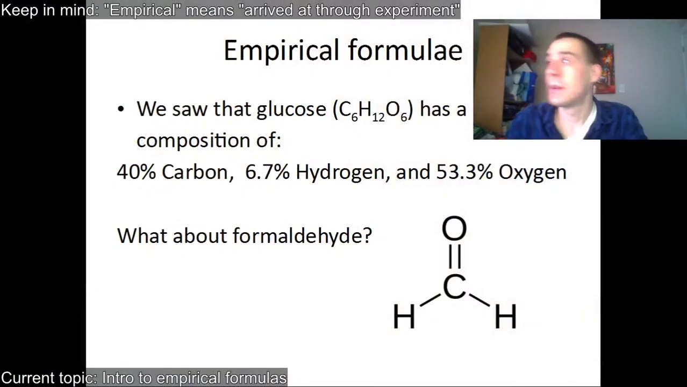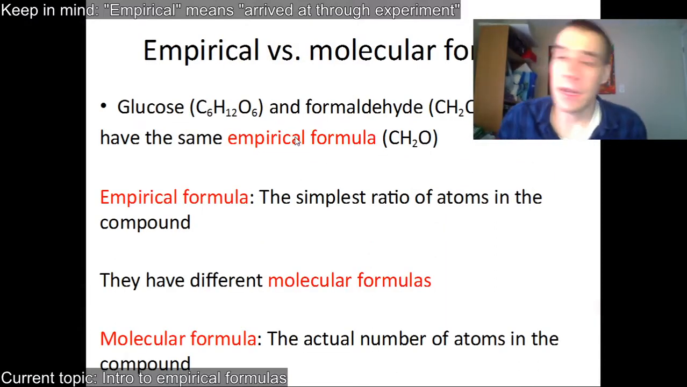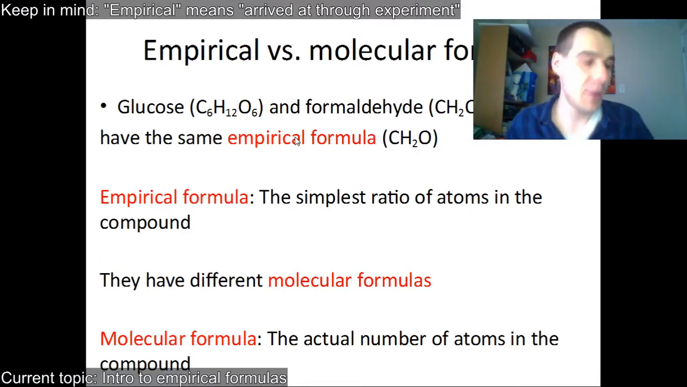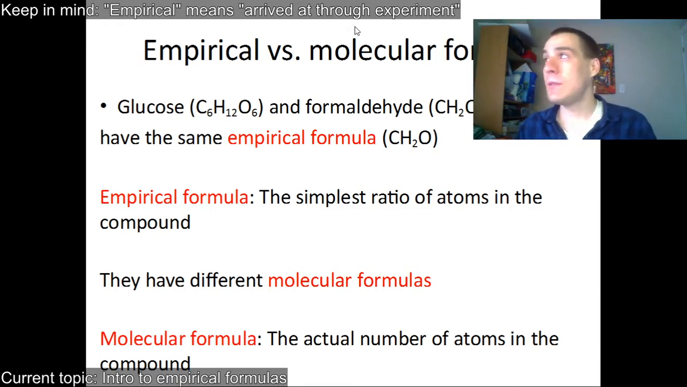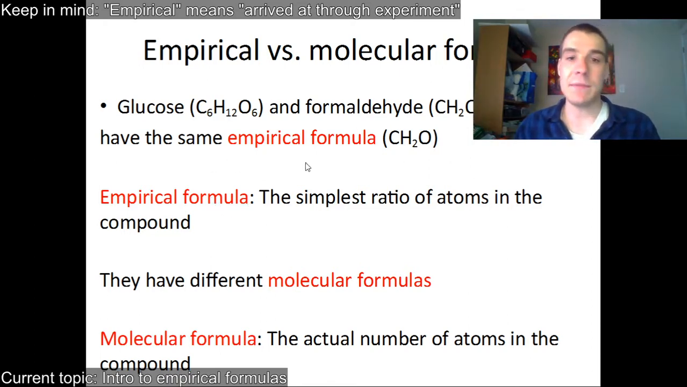The empirical formula of the two of them are the same because they were arrived at through mass experiments, right? Through experiment. If we do the mass ratio, we find that glucose and formaldehyde have exactly the same mass ratios. And that's where the empirical formula comes in. It's the simplest ratio of atoms in a formula. But they have different molecular formulas, which is the actual number of atoms in the compound.